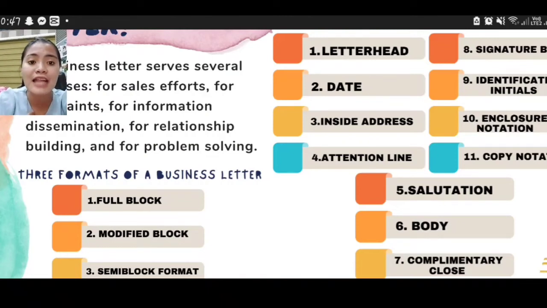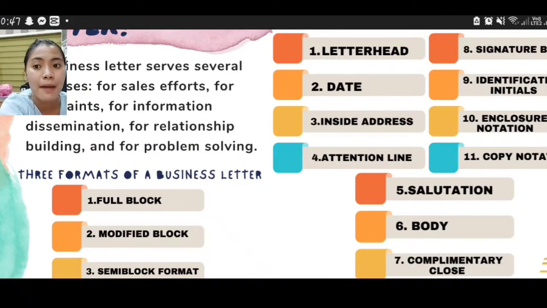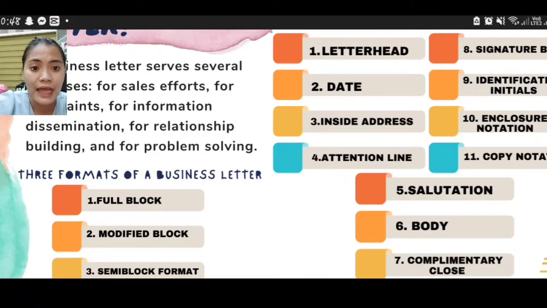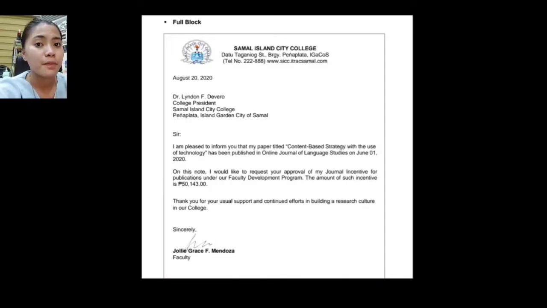And we have here 3 formats of a business letter. This is the full block, modified block, and semi-block format. So, full block. We have an example here about the full block and the modified block. That example earlier, that business letter I showed here, is also a full block. And we have here an example also of the modified block and the semi-block format. These are the 3 parts also, and I give an example. So here is the full block.